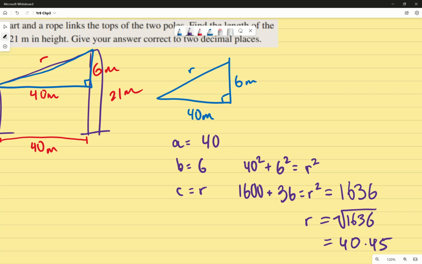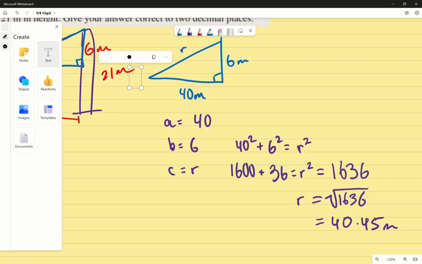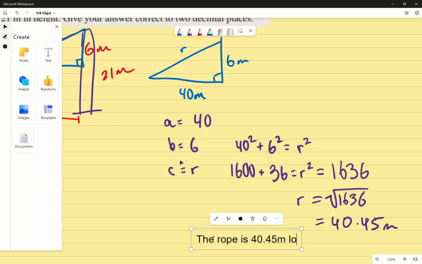I'm missing 2 things. What am I missing? What's one of them? Are we feeling a bit tired since it's after lunch? What are we missing? 40.45 what? Thank you very much. Meters, good. And of course, because it's a worded problem, you should be presenting your answer in words. So I would write here, the rope is 40.45 meters long. Done. That's it.